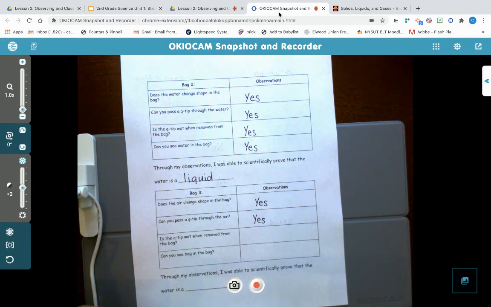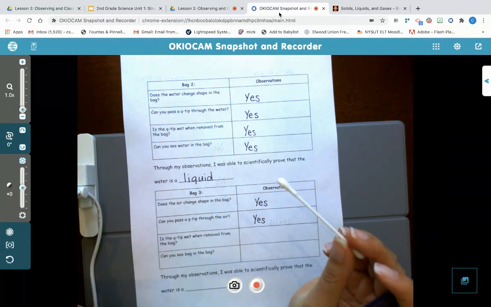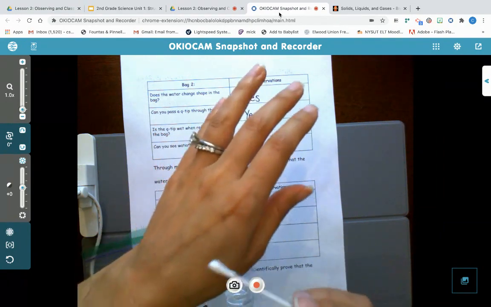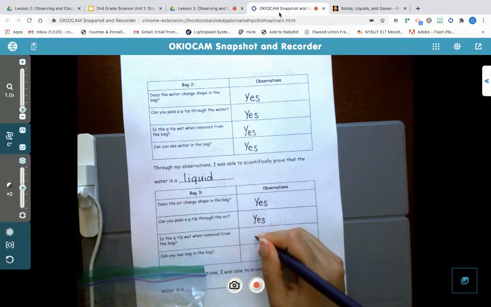Is the Q-tip wet when removed from the bag? Well, let's examine it. Let me touch it. It doesn't feel wet, so you can write no.